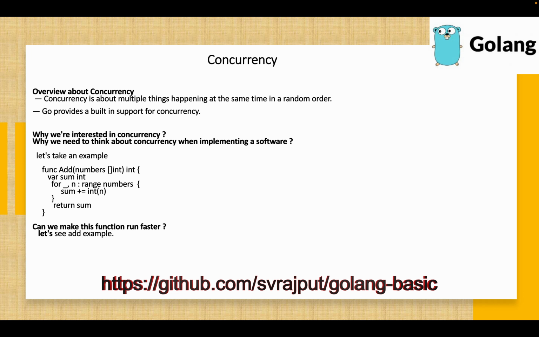This is a simple addition function. It takes a slice of integers as input. It loops over those integers, computes the sum and returns the sum. If I pass a slice of millions of integers as input, then it is going to take more time to compute the sum. So the question is, can we make the program run faster?